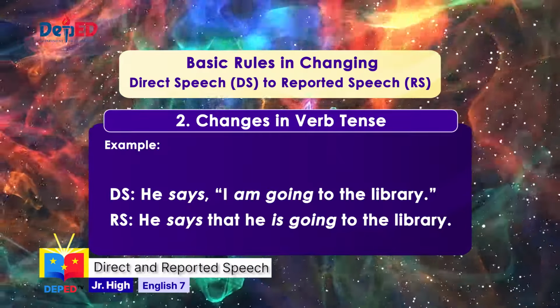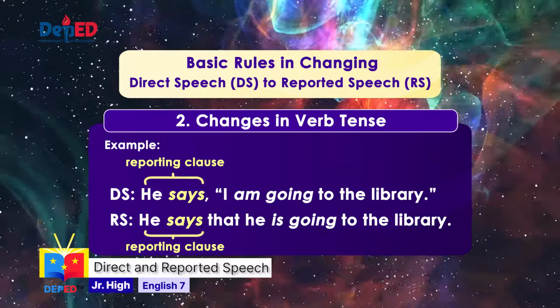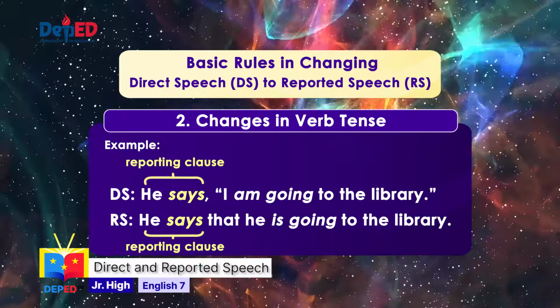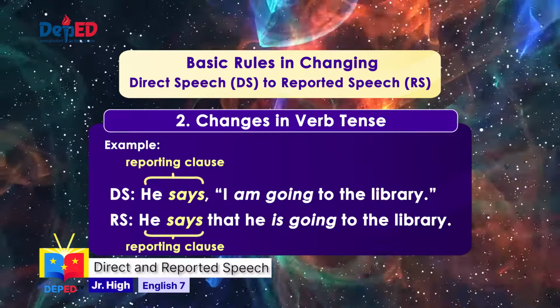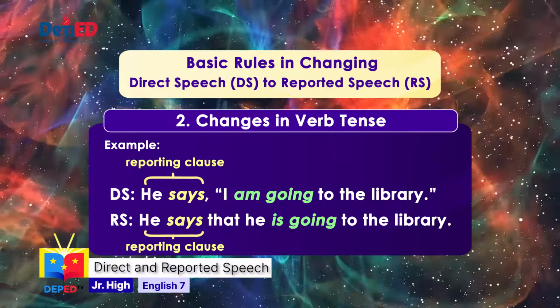In this sample, there is no need to change the verb tense of the reported verb, I'm going, as the verb is in the present progressive tense. So the verb in the reported speech should also be in present progressive tense, is going.